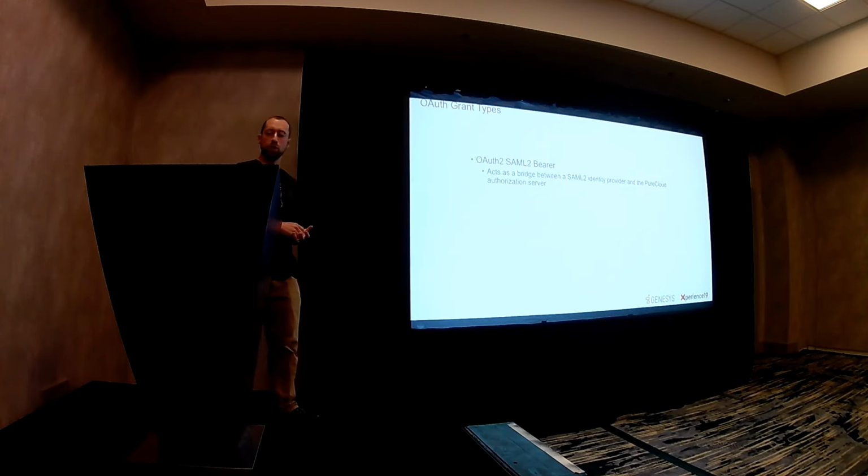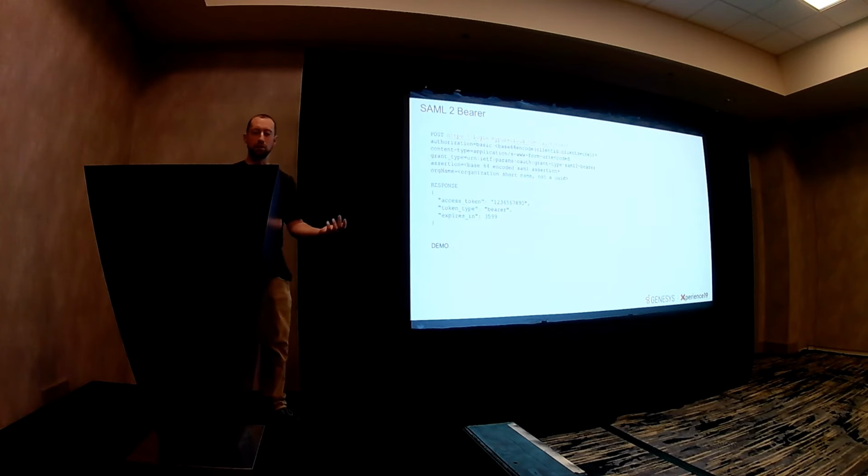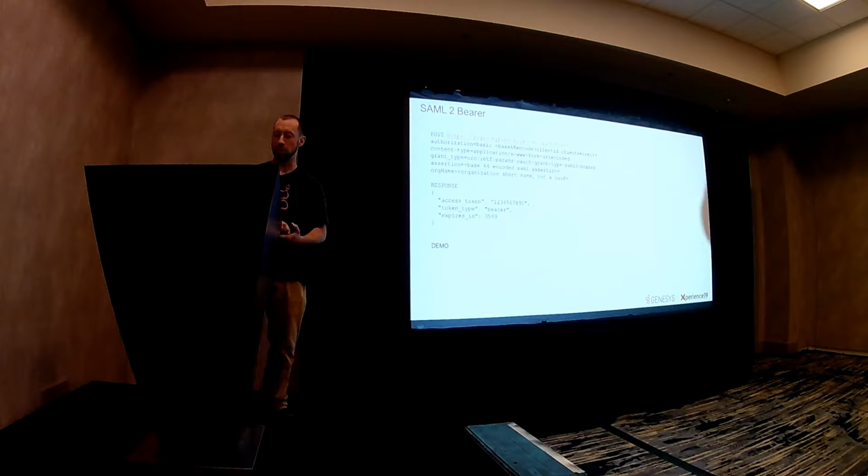Okay, so the final OAuth grant type is the OAuth2 SAML2 bearer. And this acts as a bridge between a SAML2 identity provider, OAuth2 login, and PureCloud. So you can use those services to authenticate and get an access code. And now I'm going to bring Chuck back up, and he's going to go through a demo of how to actually get that token exchange.